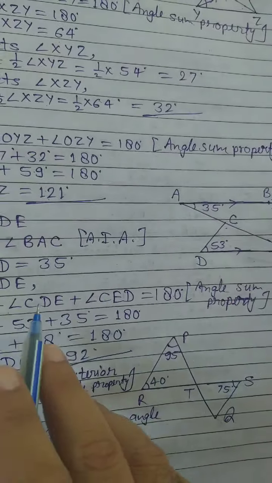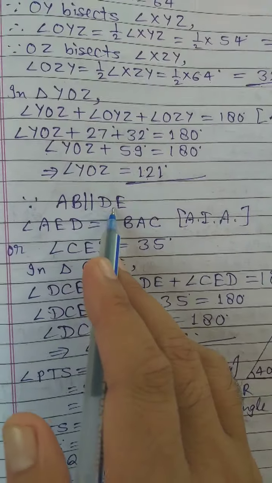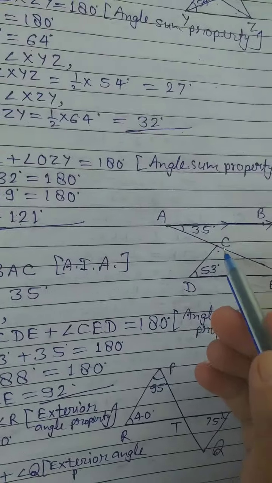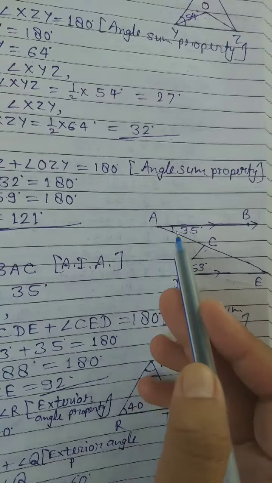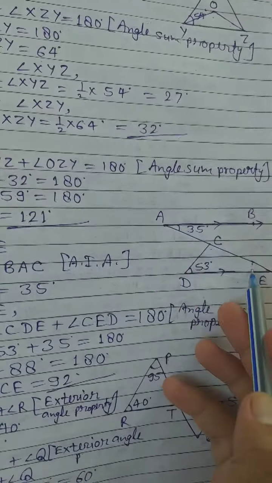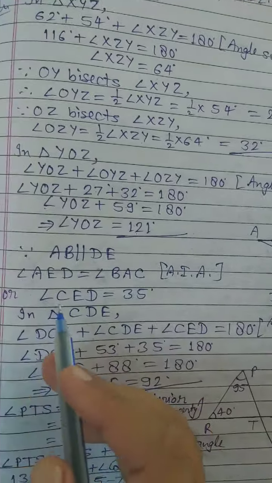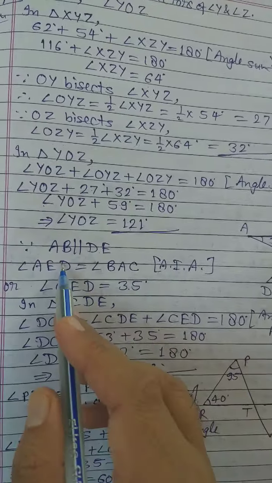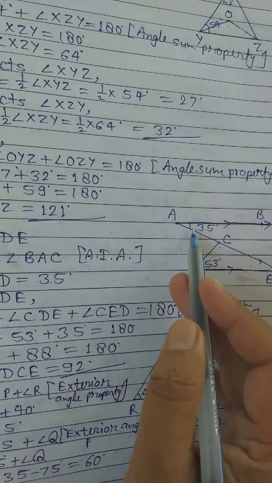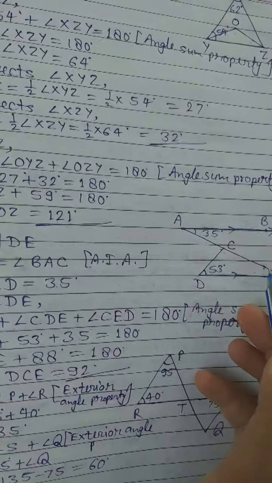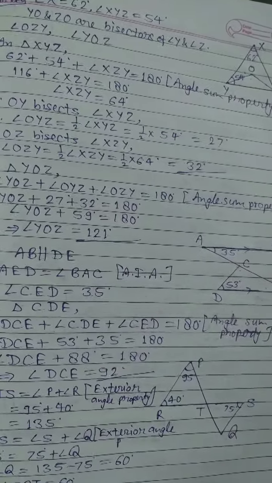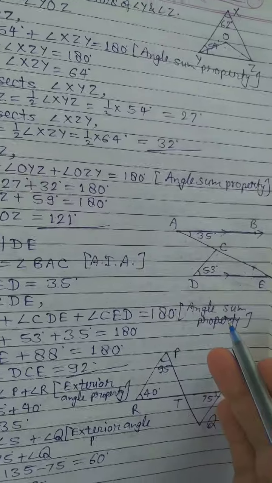Clear? So for this, firstly, since AB is parallel to DE, it is given, angle AED equals angle BAC. This angle AED equals angle BAC by alternate interior angles. Clear? So it will be 35 degrees. We can write AED as CED, since AED is the total angle and we have cut its side AC short to get CED. The angle measurement remains the same if we increase or decrease the arms of the angle; it makes no difference to the angle measurement.